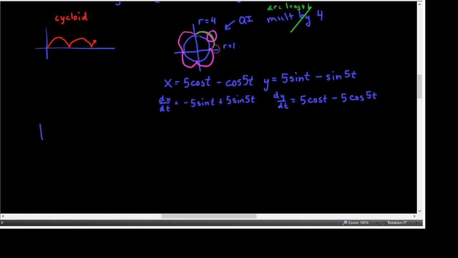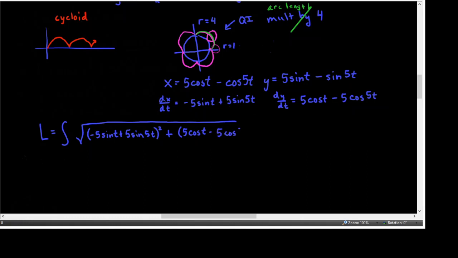All right, so the arc length is the integral from something to something. I'll come back to that. Of the square root of dx dt squared plus dy dt squared dt.